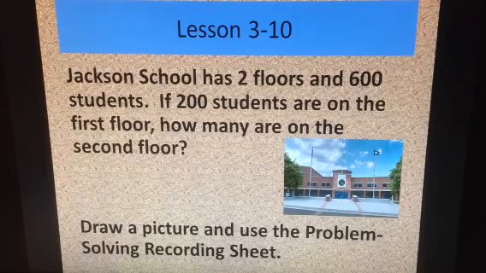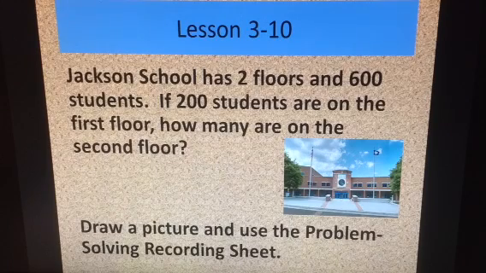Here's a problem we did today. If Jackson School has 2 floors and 600 students, and 200 students are on the first floor, how many are on the second floor? Draw a picture and use the problem-solving recording sheet. Now, my students felt this problem was very easy, and they did not want to use the problem-solving recording sheet because they felt it was too much work for an easy problem. But what I tried to explain was we're learning about the problem-solving recording sheet today. And so we picked an easy problem so that we could focus on the problem-solving recording sheet and not worry so much about solving a tough math problem.